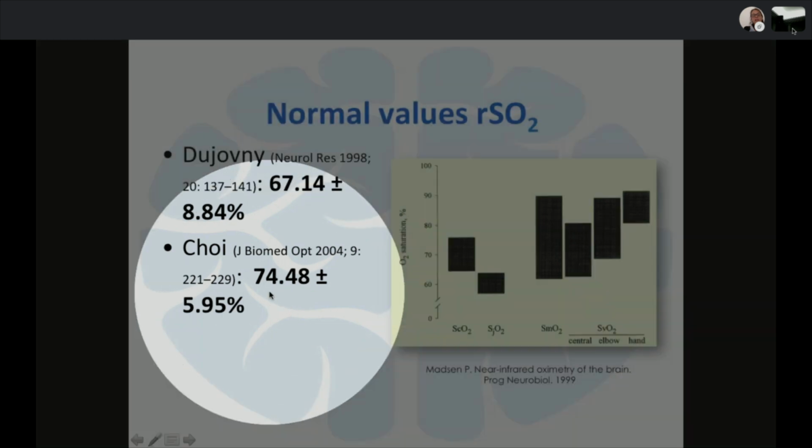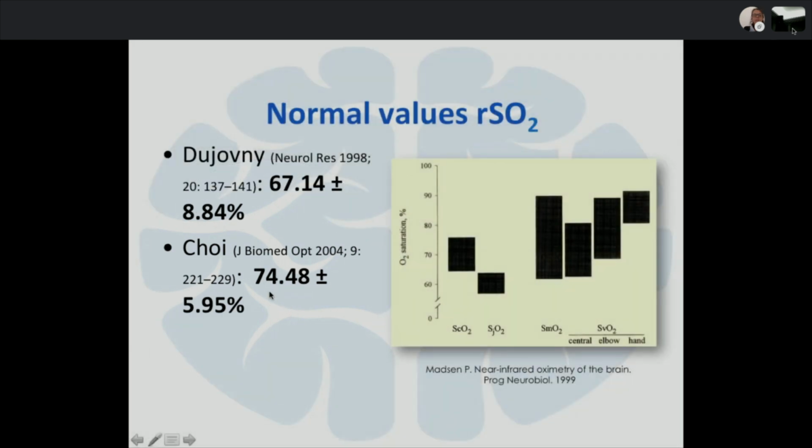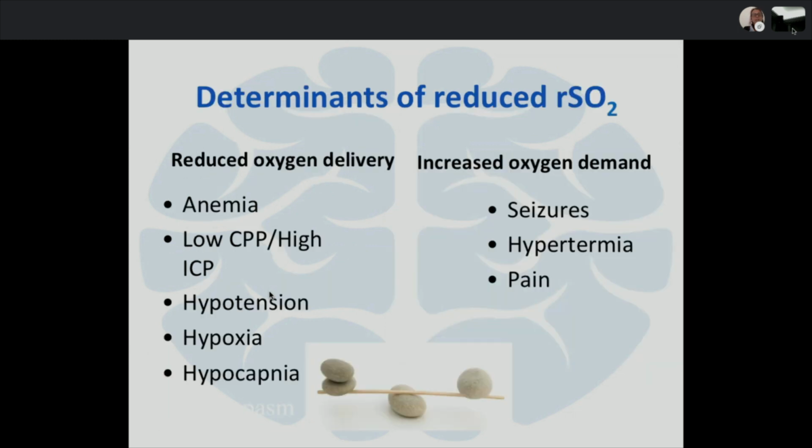This study found values a bit higher, 75.48 plus or minus 5.95%. But basically, what we need to achieve is to have constant values above 55-60% in this patient, and it also depends on the initial values of saturation, because it's probably not as important as a number, but rather as a trend. Which are the determinants of reduced cerebral oxygenation?